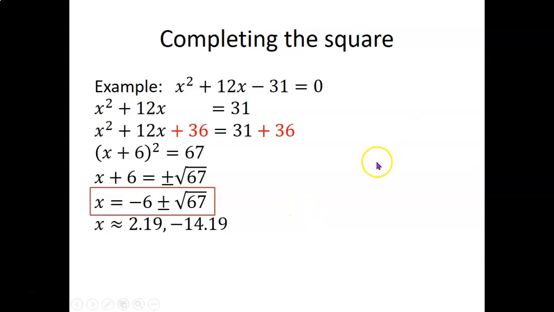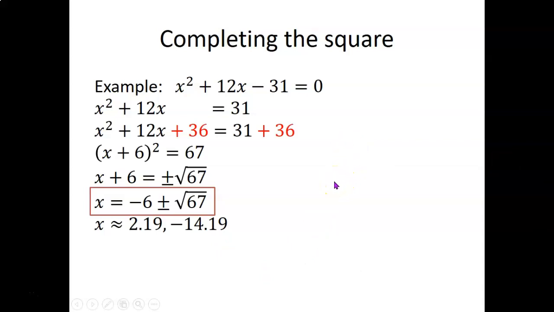Now this completing the square method, notice it sometimes works when factoring doesn't. This is an example of an equation that we couldn't solve by factoring because we can't factor this. But we could solve it pretty easily by completing the square. Completing the square will always work, but sometimes it gets complicated and messy.